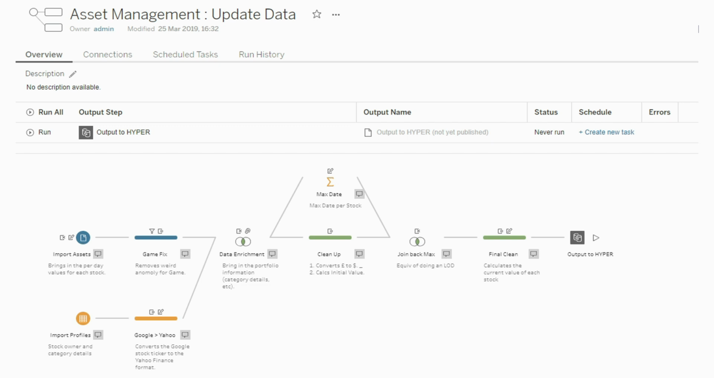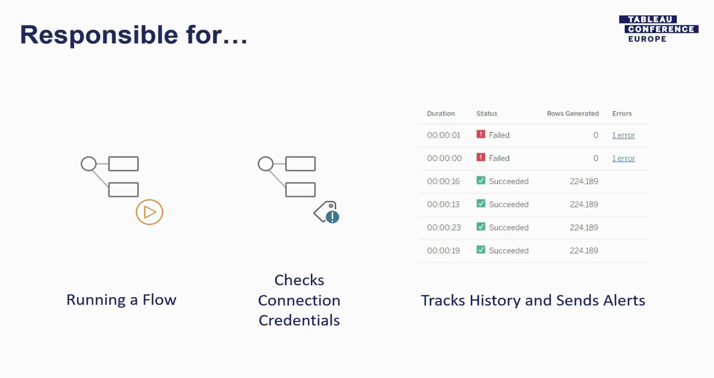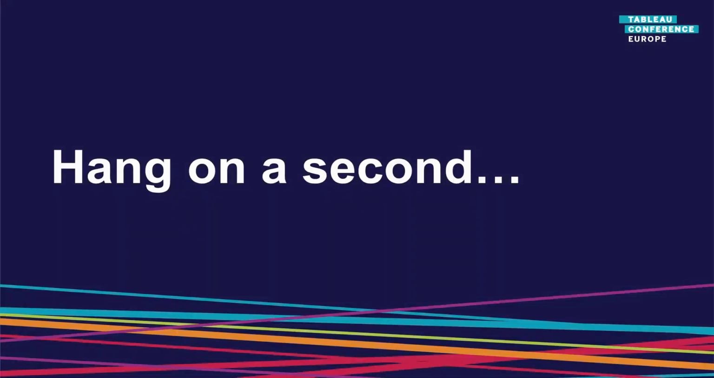It's Prep Conductor that's managing all of those bits and pieces. Prep Conductor is responsible for running that flow. It checks to see if connection credentials are met, so again, ensuring that you can actually run that flow in the first place, and tracks the history and, importantly, sends you an alert if that flow fails for whatever reason. So if all of a sudden the credentials have changed, they've expired, Prep Conductor will let you know it's failed and why that's happened.